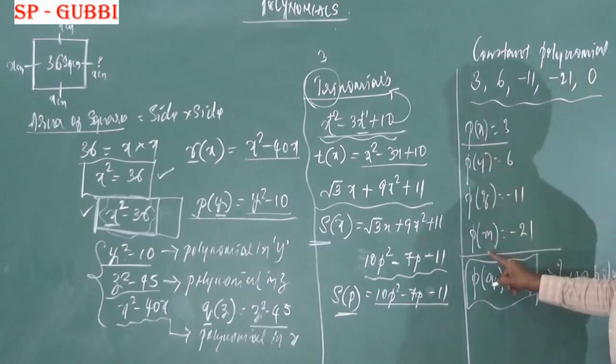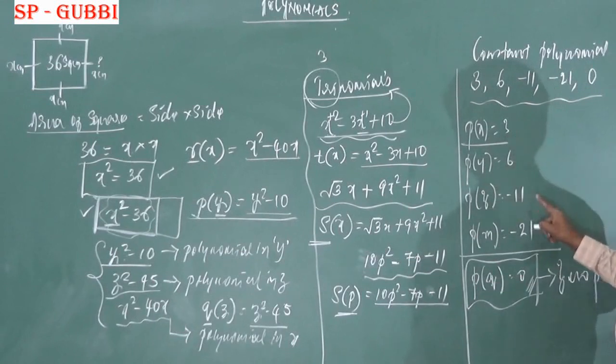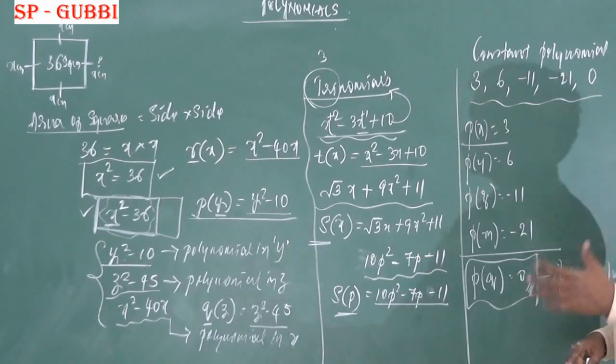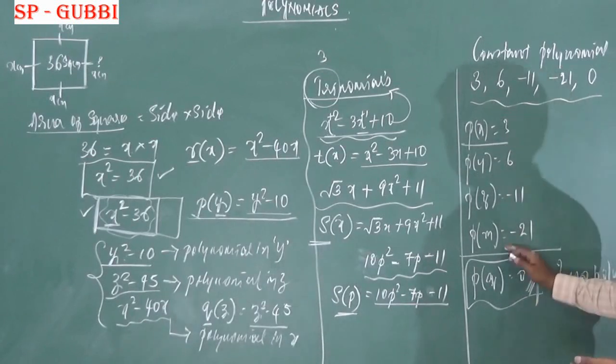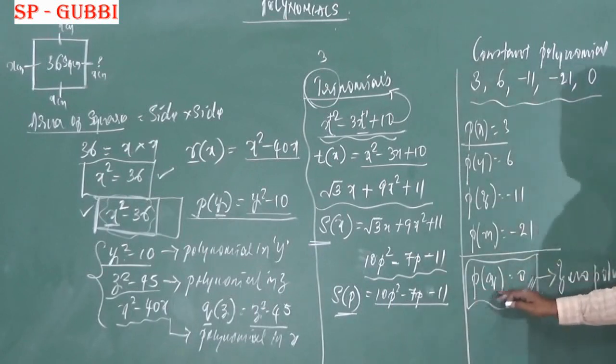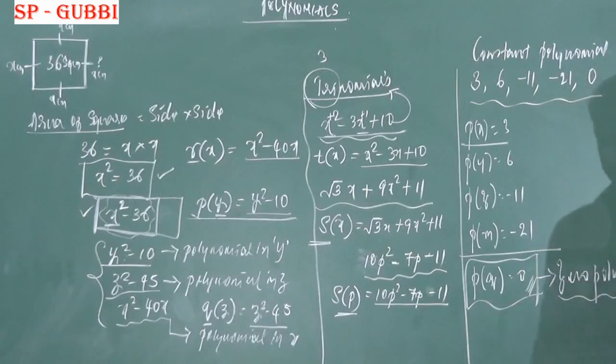So if any polynomial is equal to a constant, 3, 6, minus 11, minus 21, 100, 200, minus 300, 4000, 5000, something like that, they are all constant polynomials. If and only if a polynomial is equal to exactly 0, then it is called a zero polynomial. It's very, very important.